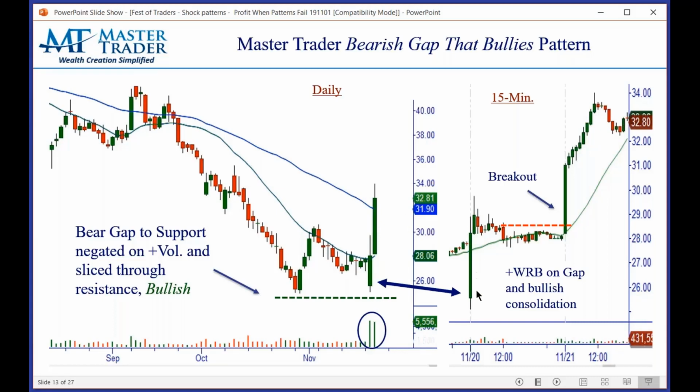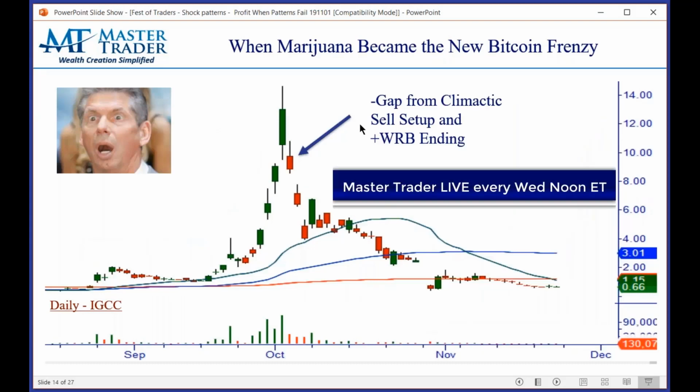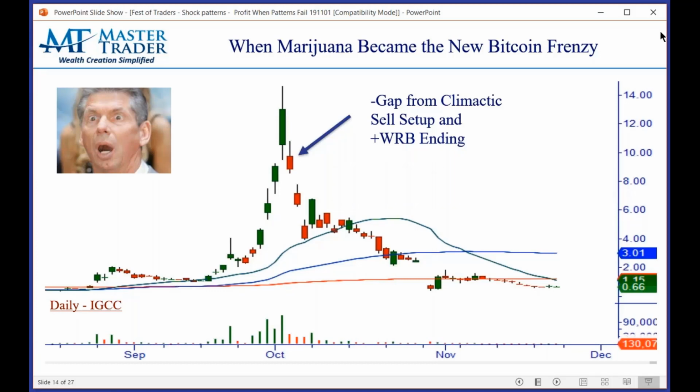And so it moved up, consolidated in the upper third of this bar, which is very bullish. The next day, we bought the breakout. Bearish gap that bullies, and it obviously works in reverse. Look at this shock pattern. One of these, remember marijuana was the Bitcoin stocks when they had their frenzy. So look, this was a dollar stock, went up to 14 and change, and then this is what we call a climactic buy setup. So this is on our watch list to short.